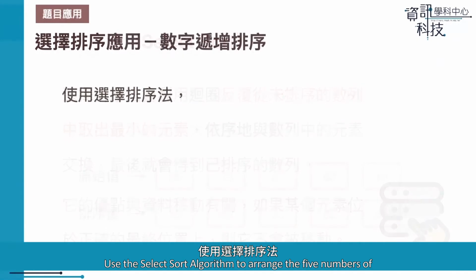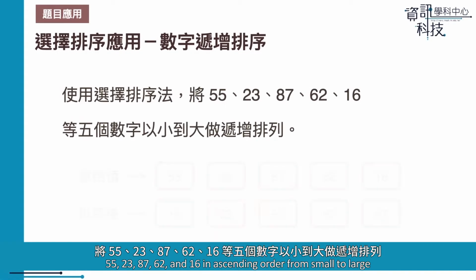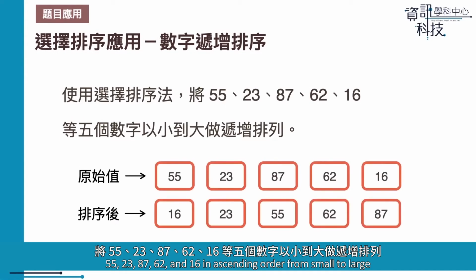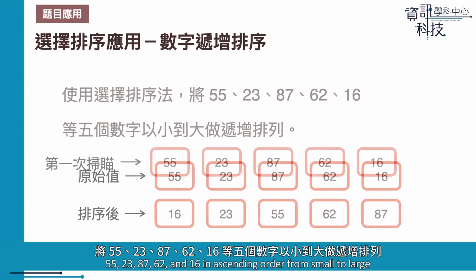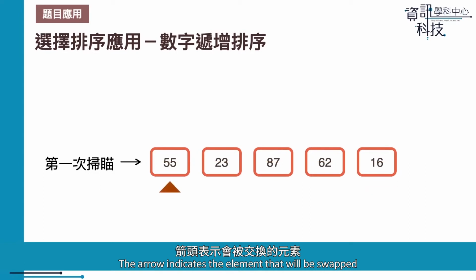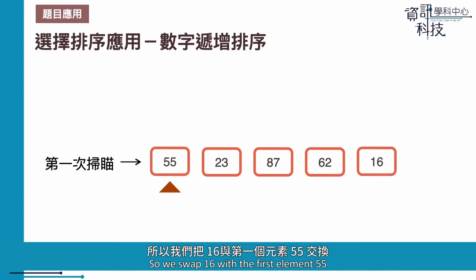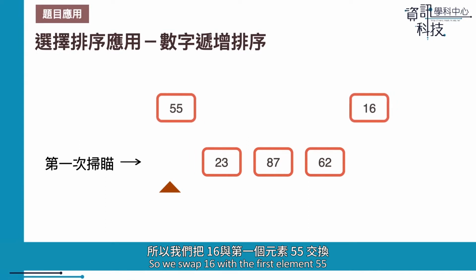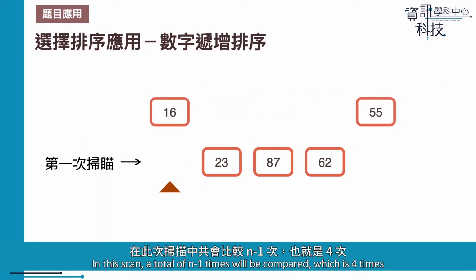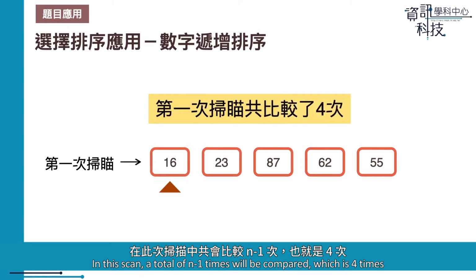Use the selection sort algorithm to arrange the 5 numbers 55, 23, 87, 62, and 16 in ascending order from small to large. Let us scan. The arrow indicates the element that will be swapped, starting from the first element 55. First of all, find the minimum value of this sequence of numbers except 55, so we swap 16 with the first element 55. In this scan, a total of n-1 comparisons, which is 4 times, will be made.